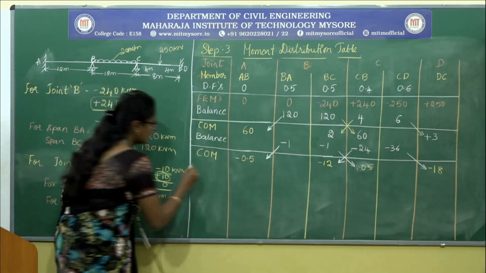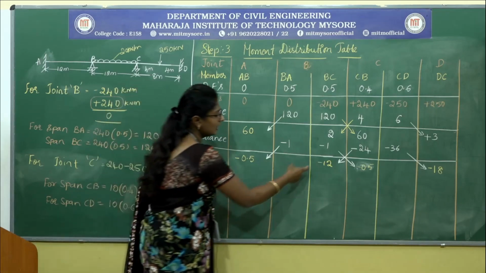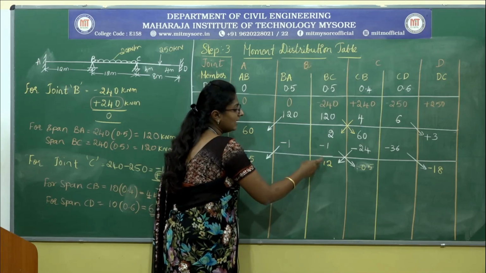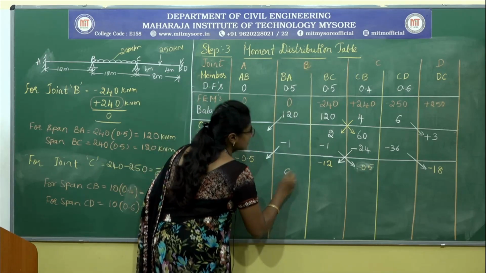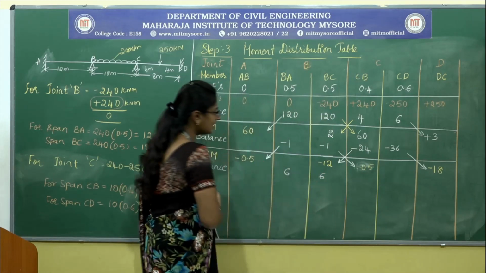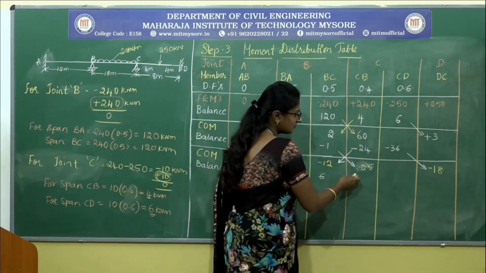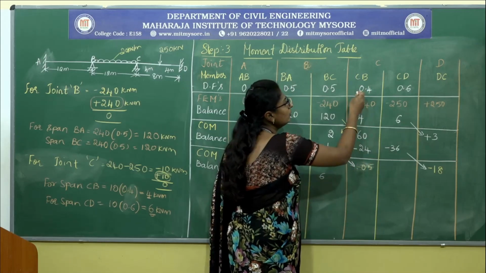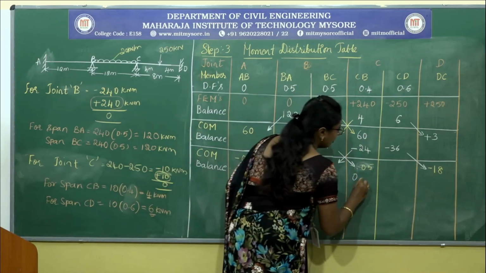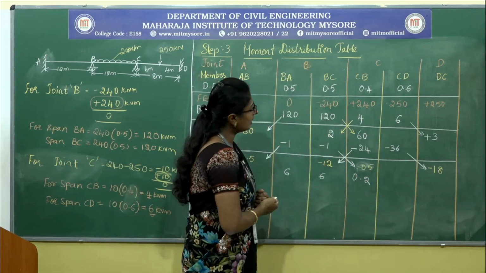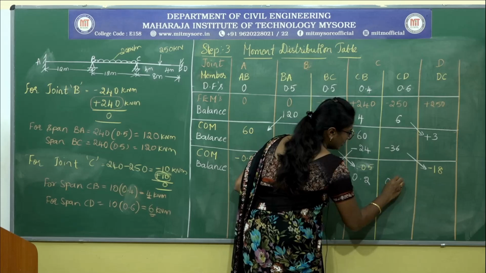Next is the balancing step again. For joint B, -12 is the unbalanced moment. To balance this, consider +12. +12 into 0.5 will give you 6, and again it is 0.5, I get it as 6. -0.5 is the unbalanced moment for joint C, so plus 0.5 into 0.4 will give you 0.2. Here again plus 0.5 into 0.6 will give you 0.3.